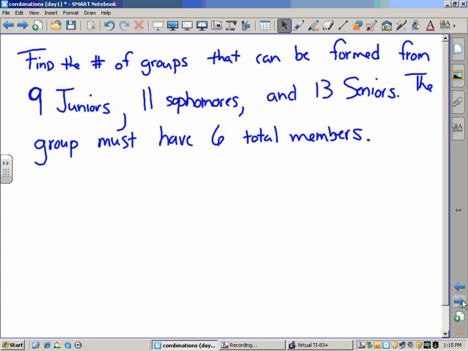All right, we've got 2 left here. We'll take our quiz. Find the number of groups that can be formed from 9 juniors, 11 sophomores, and 13 seniors. The group must have 6 total members.